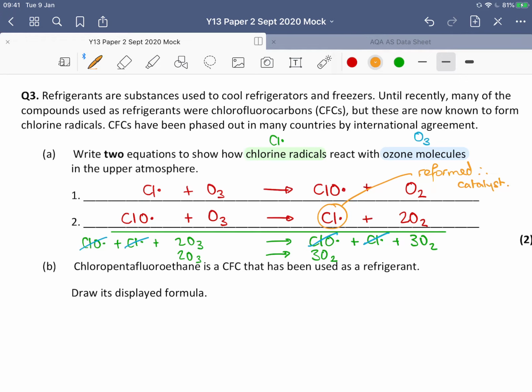You can just memorize those 2 equations that we've written, 1 and 2, and that's fine, because if they're going to ask you about chlorine radicals and ozone molecules, it's going to be those 2 equations. But obviously, if you can understand better what's going on or some of the implications surrounding it, then the better. Just to remind you, these were the propagation steps in free radical reactions.